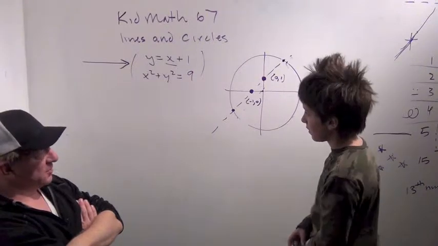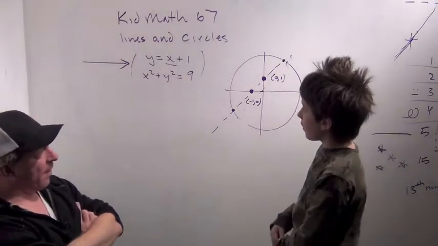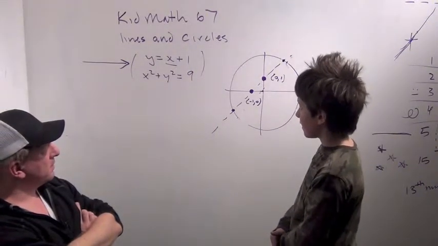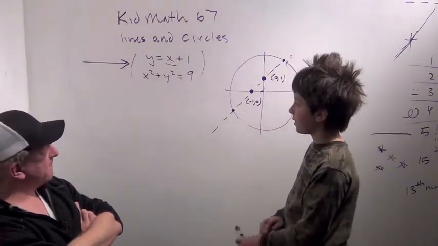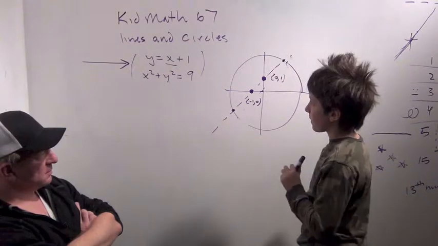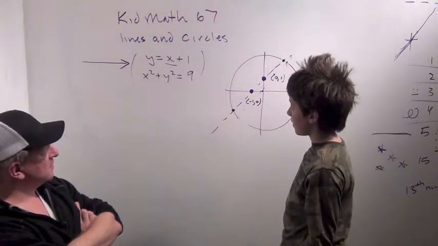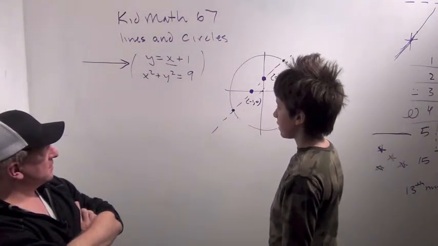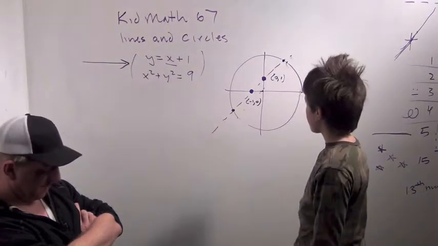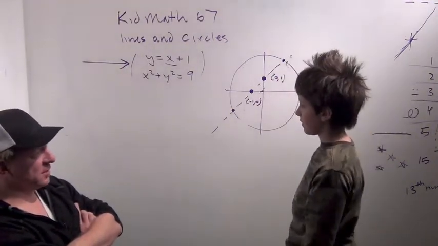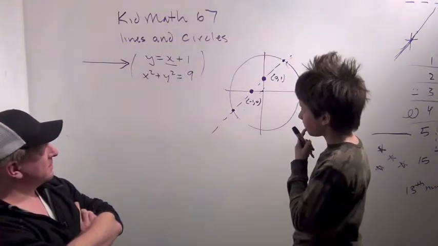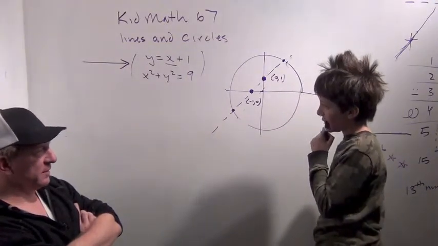Let's go from the algebra. So look over at the equations: y equals x plus 1, and x squared plus y squared equals 9. So, how can we use those equations to solve for these two intersection points? Right, very good. Good question. How can we do that? What's the problem you're having?